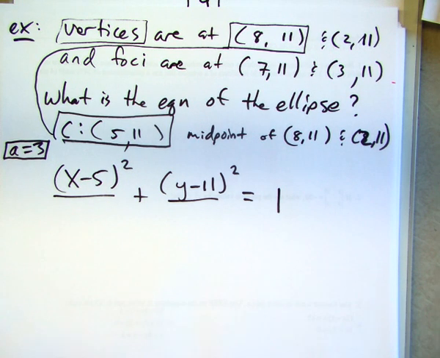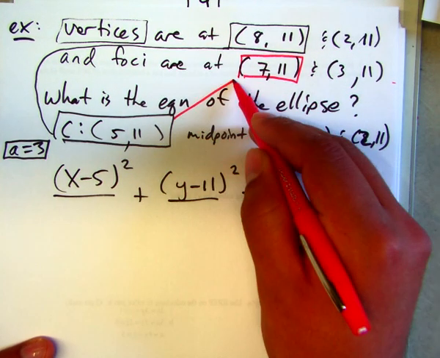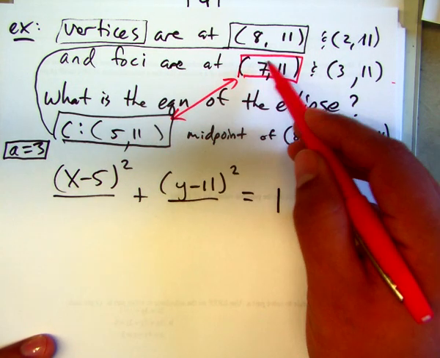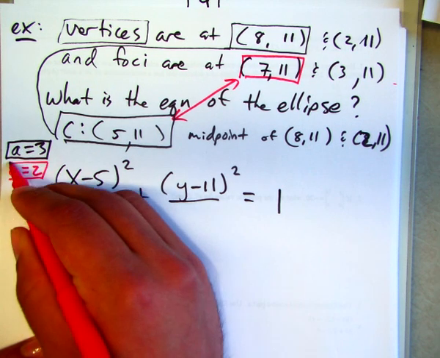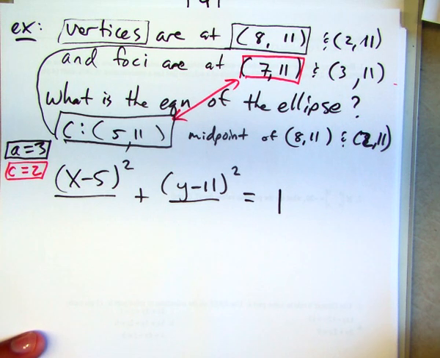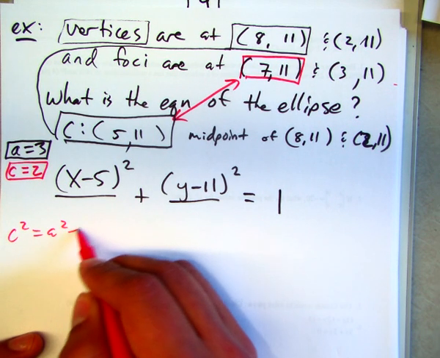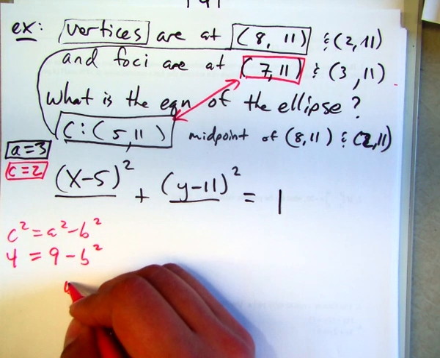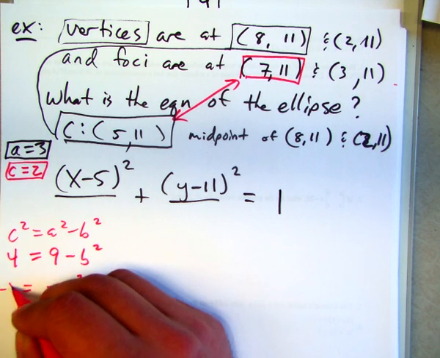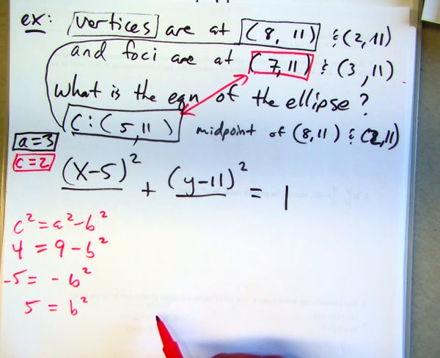And now the other thing that we know, from center to focus, how far is (5, 11) to (7, 11) or (5, 11) to (3, 11)? That's C. That's 2, right? Everybody see that? So what last thing do we need? B. If I use C squared equals A squared minus B squared, I get 4 equals 9 minus B squared. So negative B squared equals negative 5. In other words, B squared is 5. So now all I have to decide is where my A and B go.